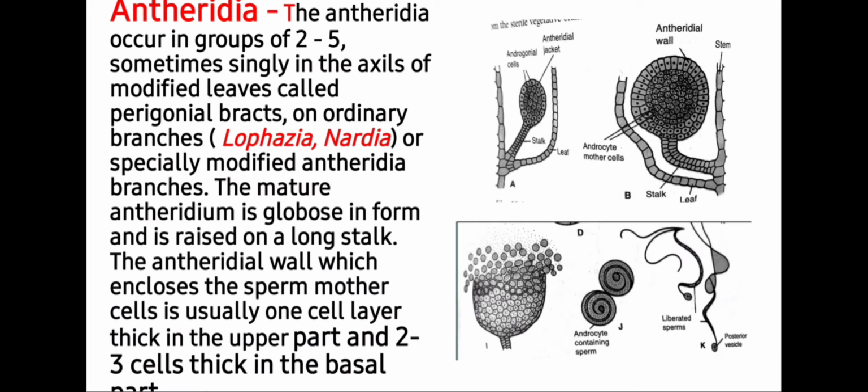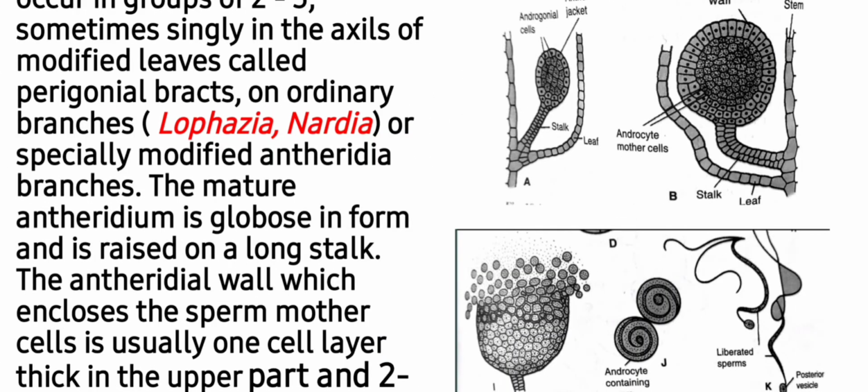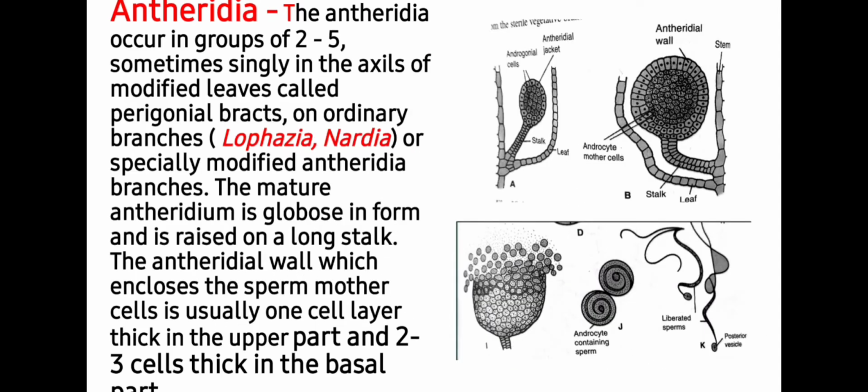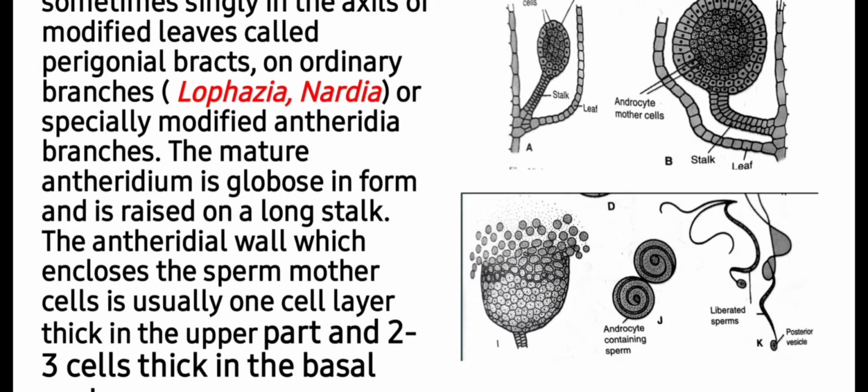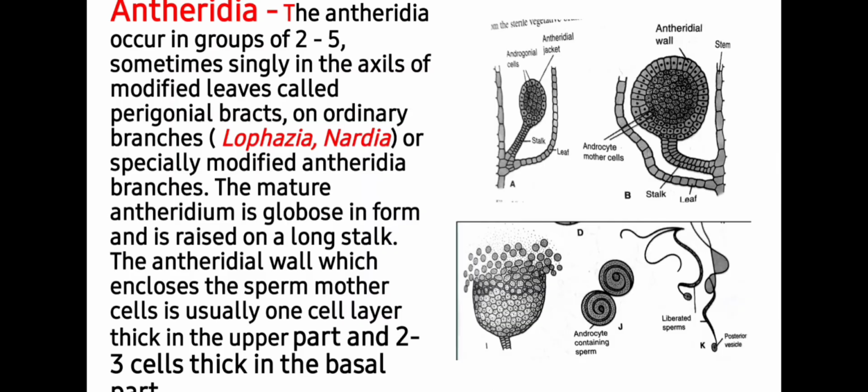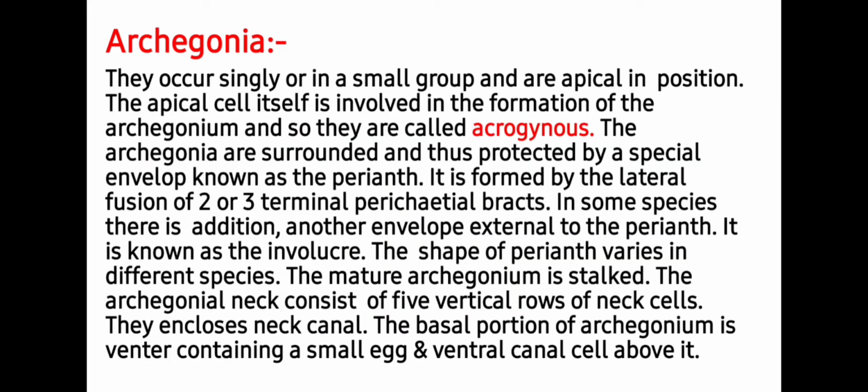Antheridial wall, which encloses the sperm mother cell, is usually one cell layer thick in the upper part and 2 to 3 cells thick in the dorsal part. The antheridial mother cell will undergo division and will produce antherozoids, which finally assume the shape of sperms, which are biflagellated so that they can reach up to the archegonia.